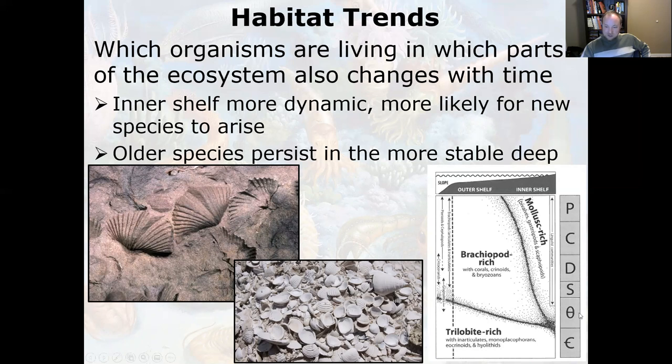Then we get into the Ordovician, Silurian, Devonian, and the Paleozoic fauna starts taking over. It's very brachiopod-rich with some corals, some crinoids, bryozoans. The trilobites are still there, but they've been pushed offshore. What we see is that the inner shelf tends to be more dynamic. Think of the inner shelf environment near the beach. It's affected by storms, it's affected by currents, and it's much more easily affected by changes in water chemistry. It's just a more sensitive environment.